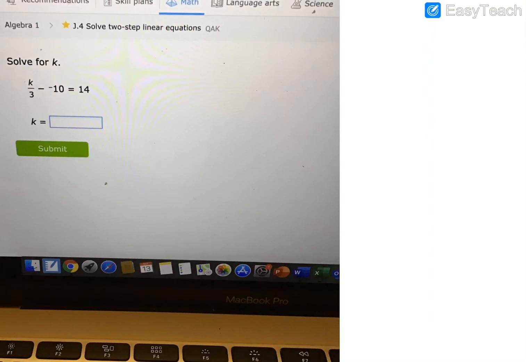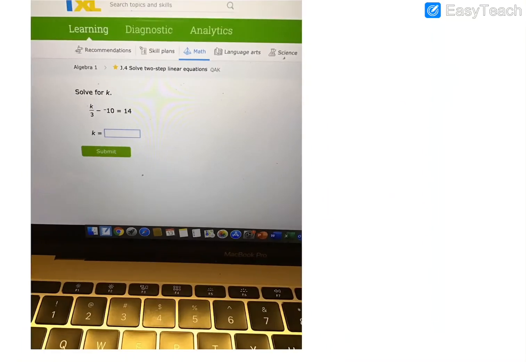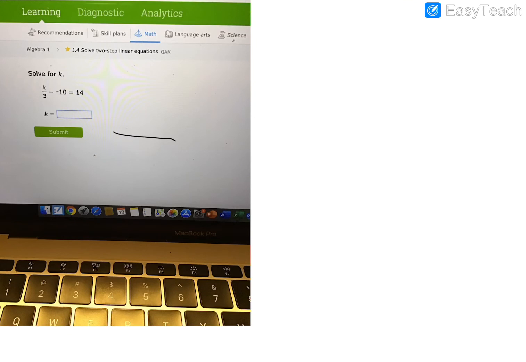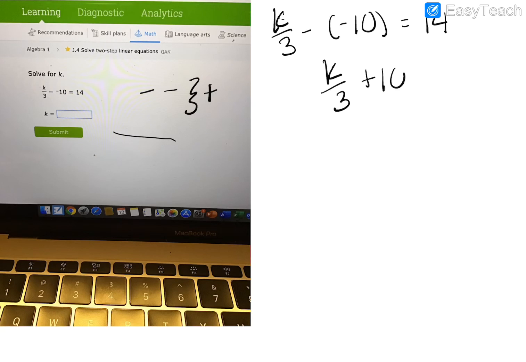Now it's getting a little trickier. We have 2 negatives and we have a division here. So we have, I'm going to move this over a little bit, k divided by 3 minus negative 10 equals 14. Now I put negative 10 in parentheses because I think that'll help us see what's happening. So a negative and a negative equals a positive. So it's really k divided by 3 plus 10.